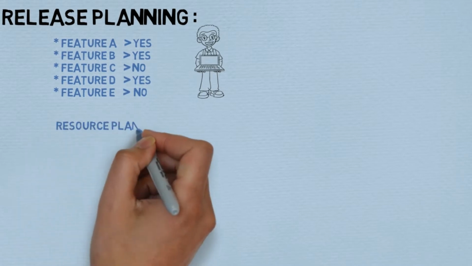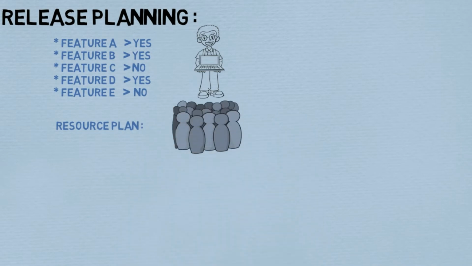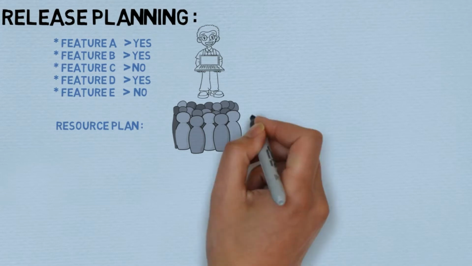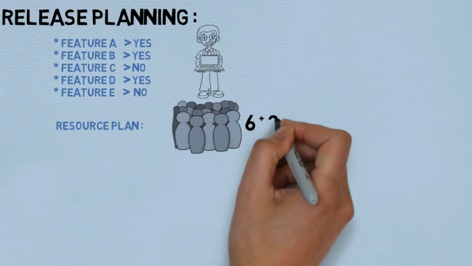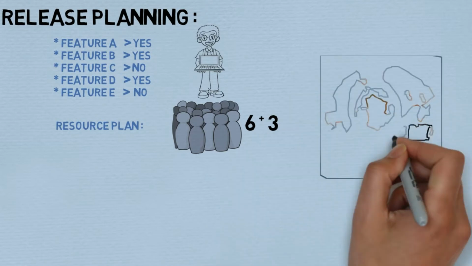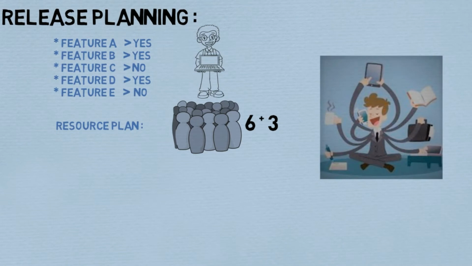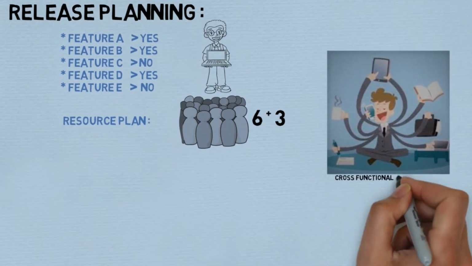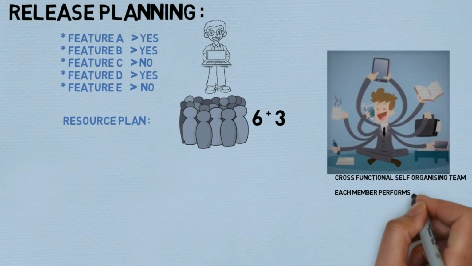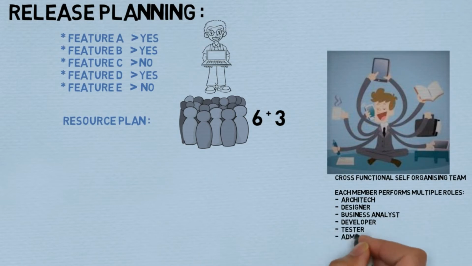Another thing is resource planning. When I say resource planning, I mean the Scrum team. A Scrum team is generally 6 plus minus 3 people on the team. Each has to be a cross functional self organizing developer. When I say so, I mean it would have an architect, designer, BA, developer, tester, and admins in the Scrum team. Each member of the team should handle multiple roles.